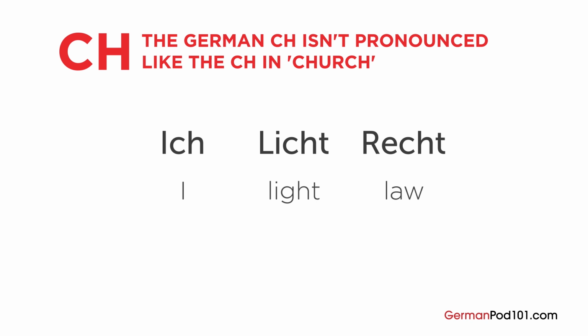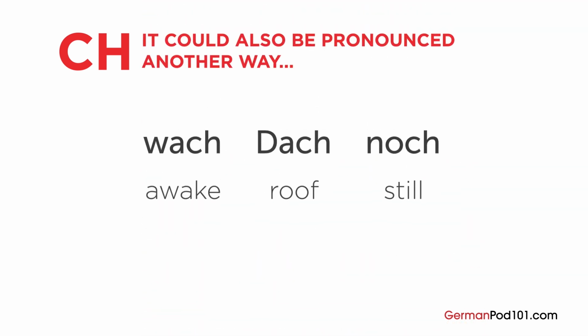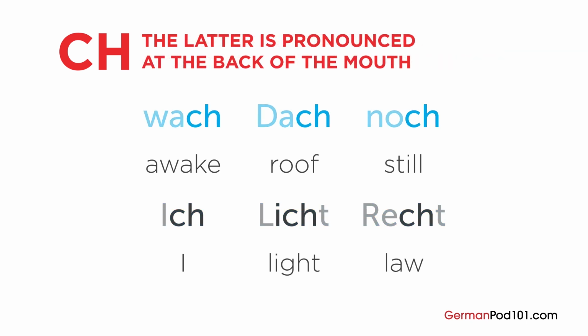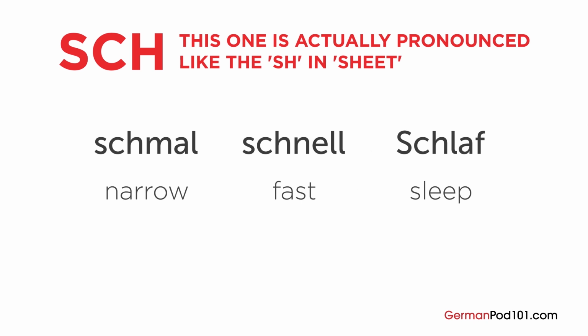German is also notorious for its Ich and Ach sounds. The German CH isn't pronounced like the CH in church. Ich, Licht, Recht. It could also be pronounced another way. Wach, Dach, noch. The former is pronounced closer to the front of the mouth, while the latter is pronounced at the back of the mouth. Next is the SCH. This one is actually pronounced like the sh in sheet. Schmal, schnell, Schlaf.